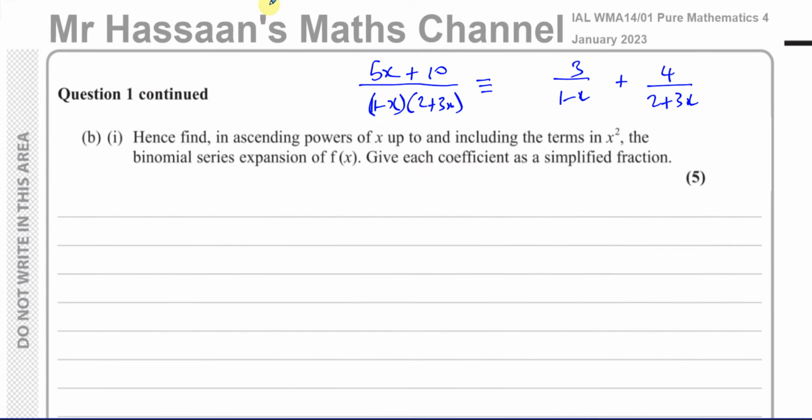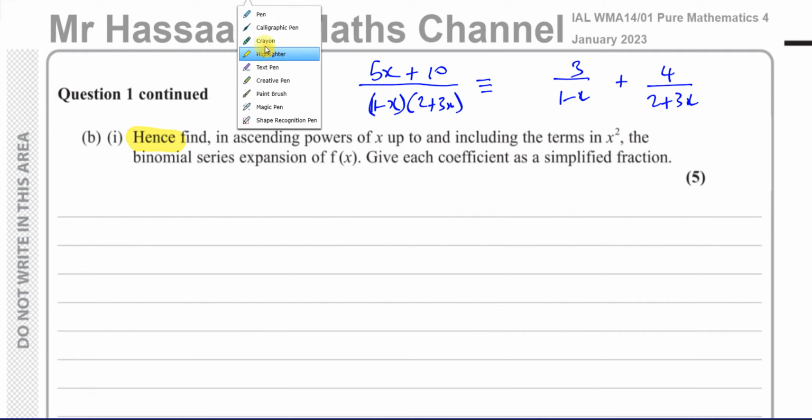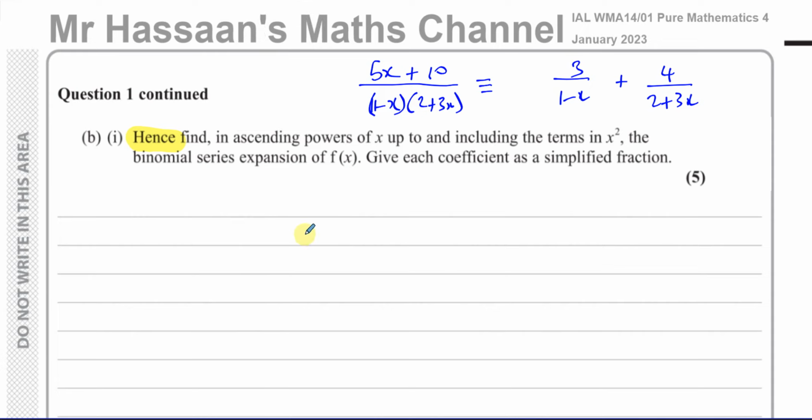All right, so B part 1, it says hence, meaning, very important, hence means using your answer. And it's always going to be easier to use your answer in these questions. So hence is always the easy way. It doesn't say otherwise, it just says hence. That means using this result that you found earlier, finding ascending powers of x up to and including the term in x squared, the binomial series expansion of f of x, giving each coefficient as a simplified fraction.